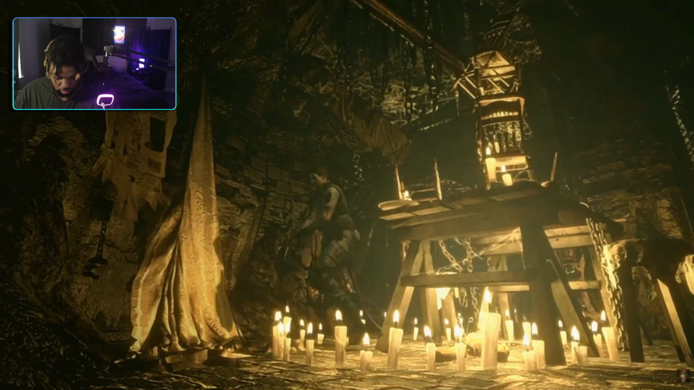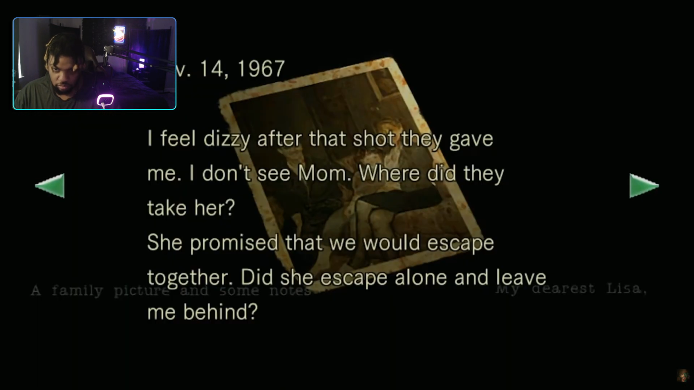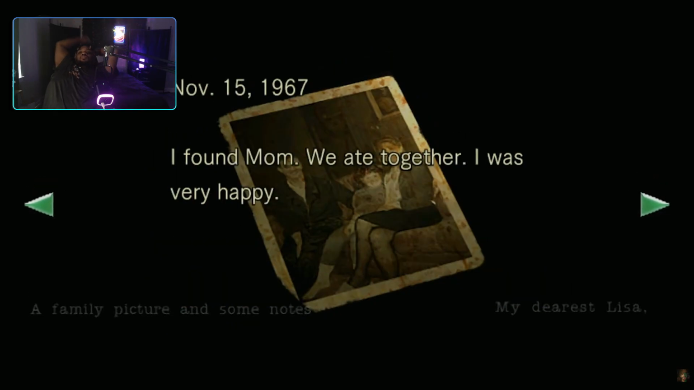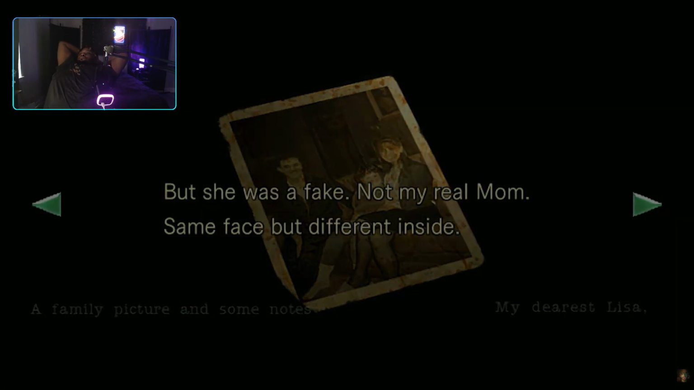Lisa journaled on what happened after she had the progenitor virus administered to her. She felt dizzy, but she didn't know where her mother was. Jessica had promised Lisa that they would both escape together, leading Lisa to believe that her mother had escaped and left her behind. Little did she know that her mother was actually dead. She was happy later on, though, as she'd found her, but her mother was different inside.